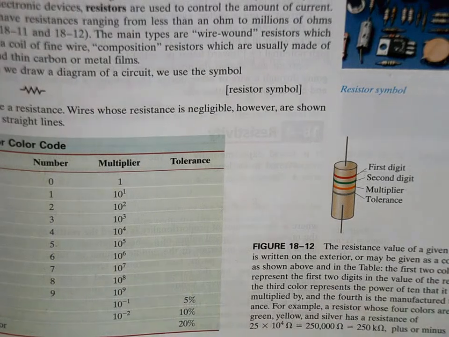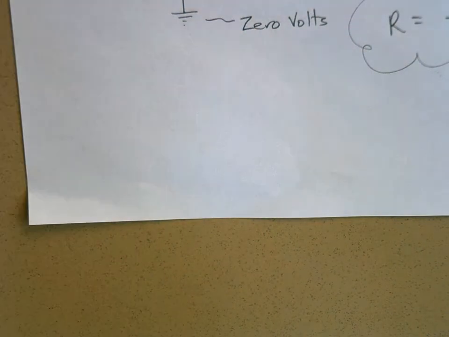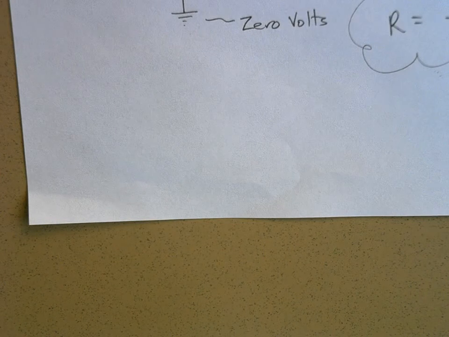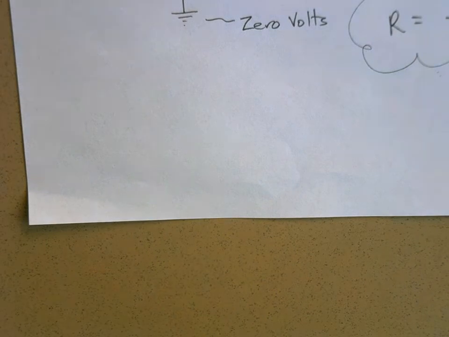So if you ever get into electronics and do-it-yourself electronics, you'll have to learn that code, and it's easy. You just have a little cheat sheet next to you, and you can figure out what the resistance is, so they don't have to print it on the resistor itself. Okay.